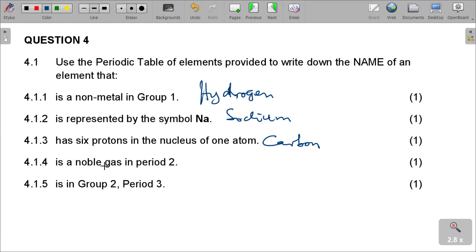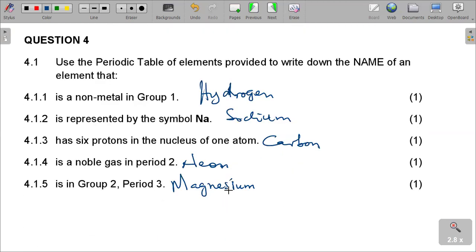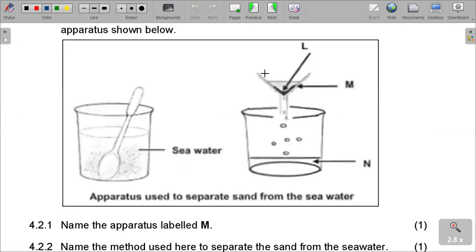And then is a noble gas in period 2. This is known as neon. And then is in group 2 period 3, it is magnesium. So the periodic table is one of those things that you should just get right, and you don't lose unnecessary marks.